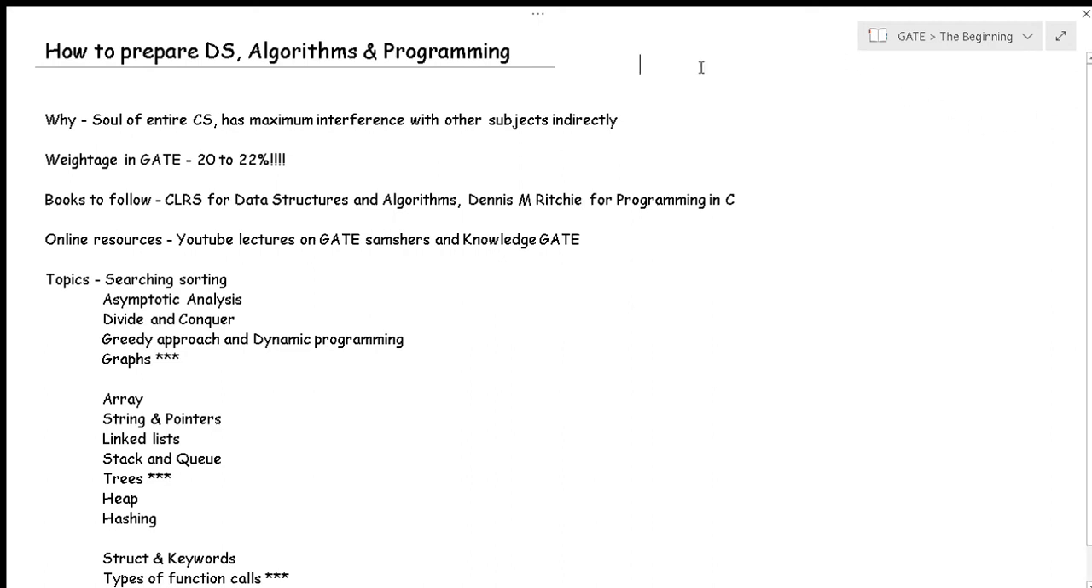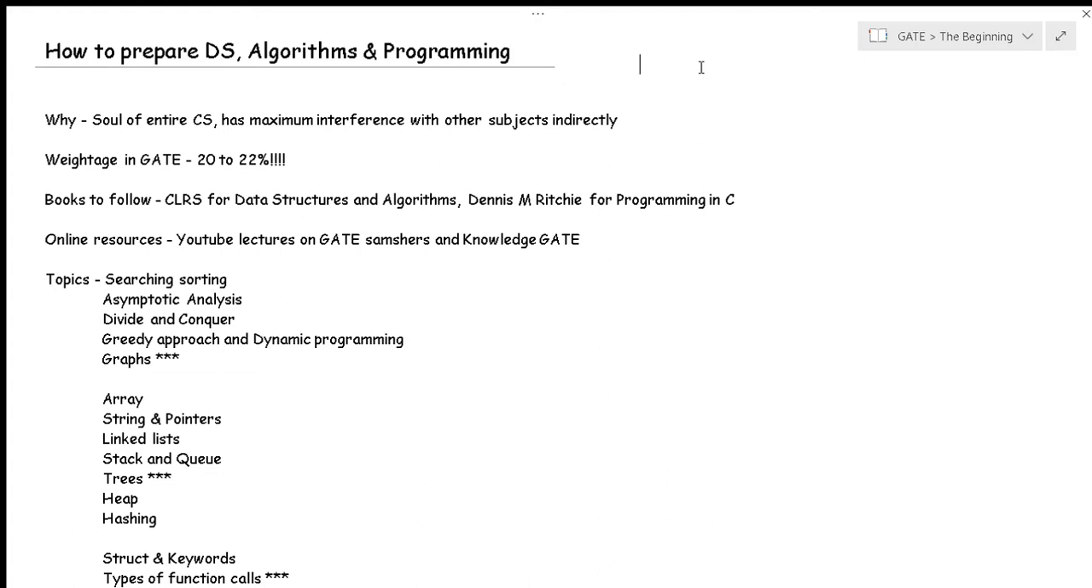So hey guys, today I will be talking about how to prepare data structures, algorithms and programming for the GATE. These topics are the soul of the entire CS. They have the maximum interlink with the other subjects. Like in DBMS you have B and B+ trees, and you will have them in data structures and algorithms also. You can read those in CLRS. So there are many topics where data structures and algorithms interfere.